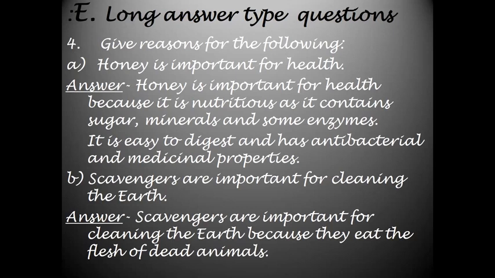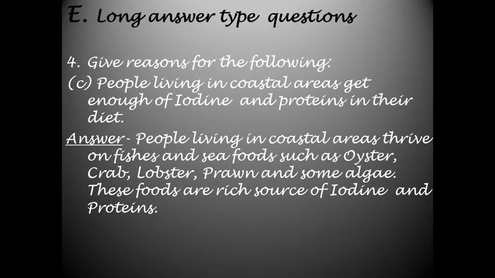The next statement is, scavengers are important for cleaning the earth. The answer is, scavengers are important for cleaning the earth because they eat the flesh of dead animals. People living in coastal areas get enough of iodine and proteins in their diet. The answer to the statement is, people living in coastal areas thrive on fishes and seafoods such as oyster, crab, lobster, prawn, and some algae. These foods are rich source of iodine and proteins.